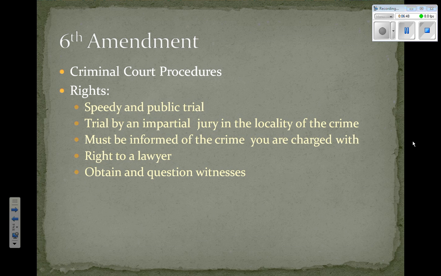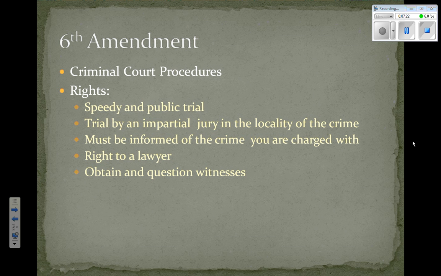You're guaranteed an impartial jury in the locality of your crime. So wherever your crime took place, that's where you're going to have your court case. That restricts them from trying you in California if you committed a crime in Virginia. You're going to be guaranteed that you know exactly what crime you're being charged with. So they have to inform you very explicitly for whatever crime it is that they are charging you with.